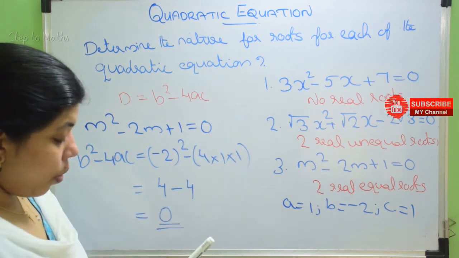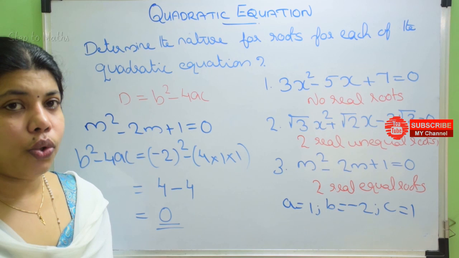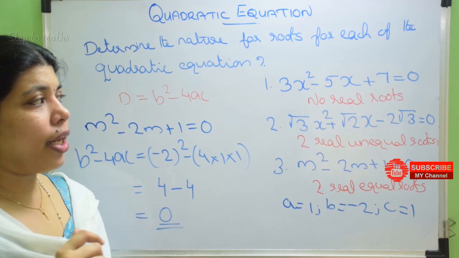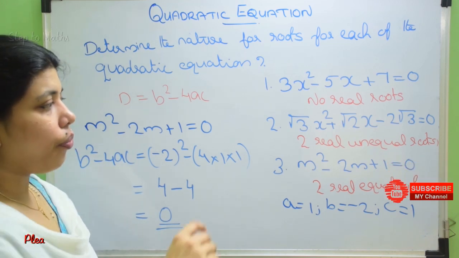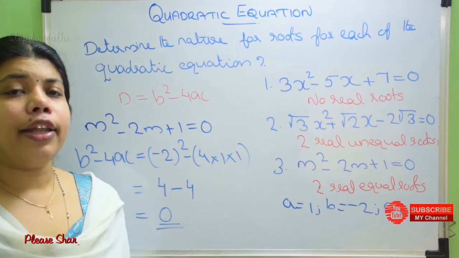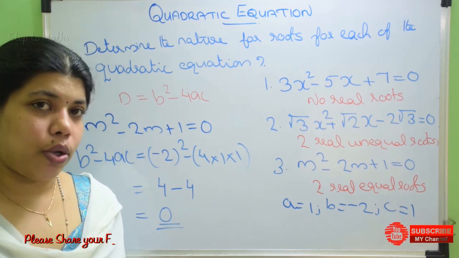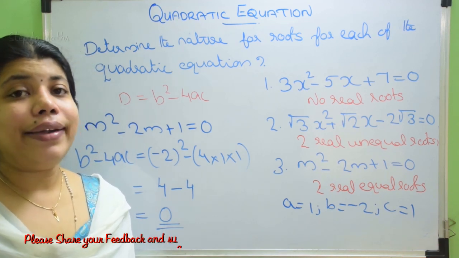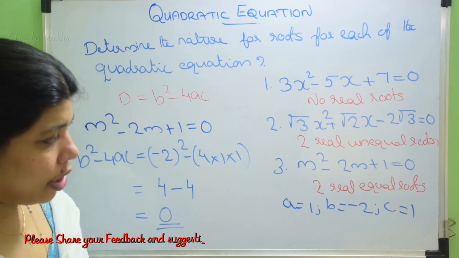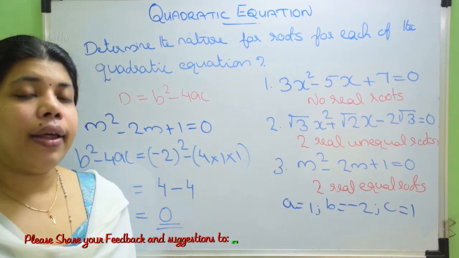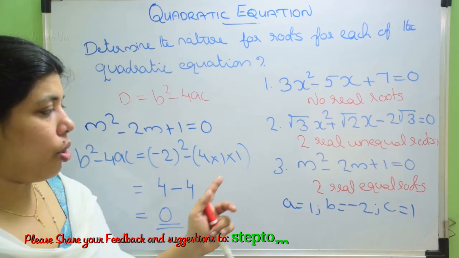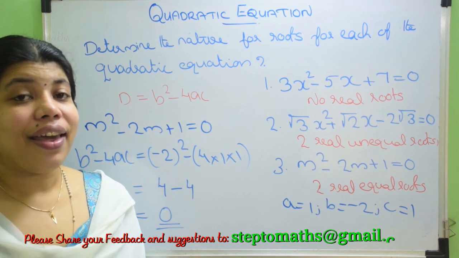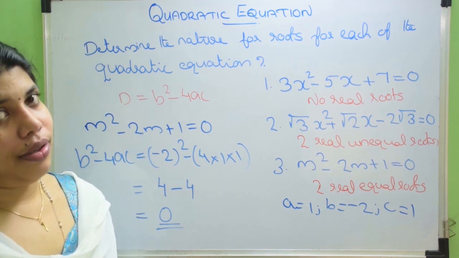For the first quadratic equation, the value of its discriminant is a negative value. So we can say that for that quadratic equation there are no real roots. For the second quadratic equation, the value of its discriminant is a positive value. So that quadratic equation has two real, distinct or unequal roots. In the case of the third equation, the value of the discriminant is 0. So we can conclude that that quadratic equation has two real equal roots.